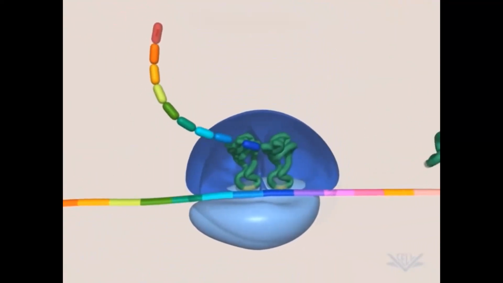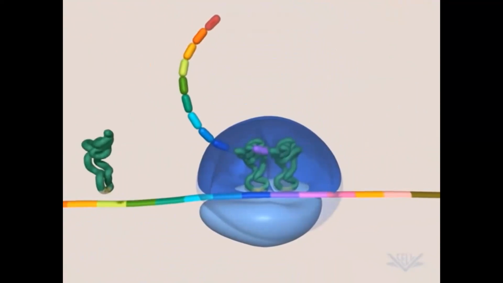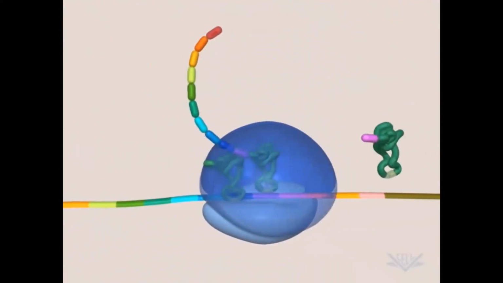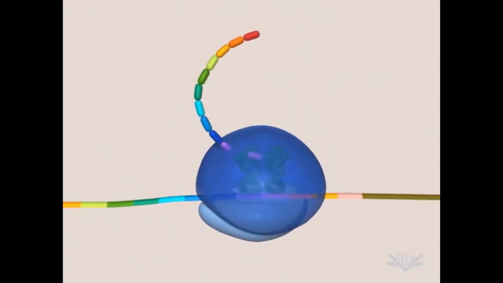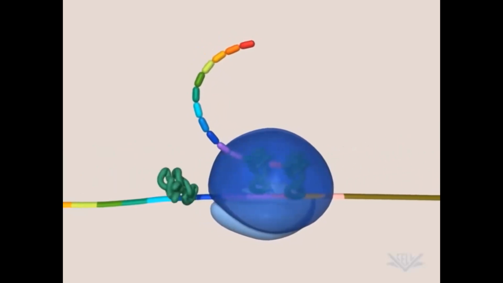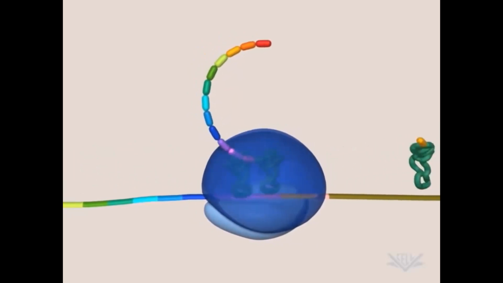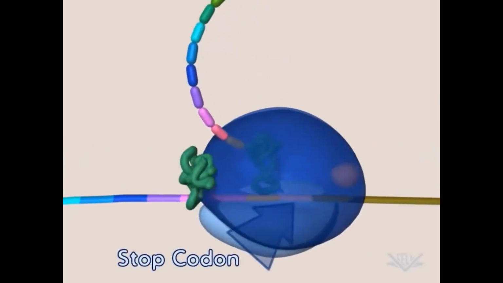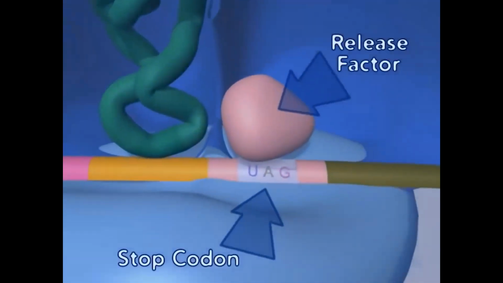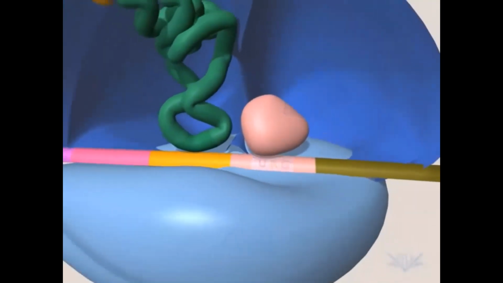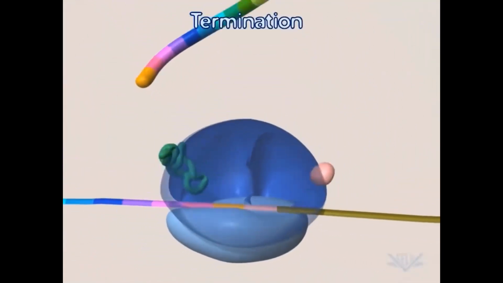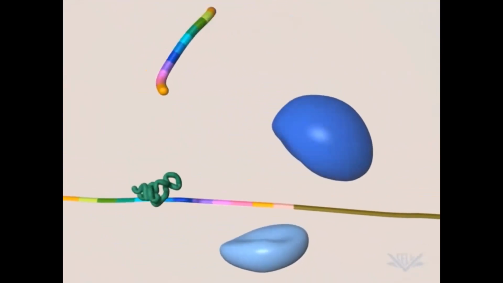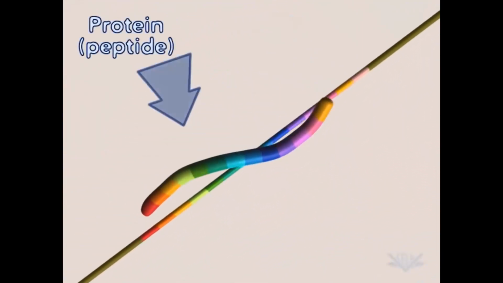As elongation continues, the growing peptide is continually transferred to the A site tRNA, the ribosome moves along the mRNA, and new tRNAs enter. When a stop codon is encountered in the A site, a release factor enters the A site and translation is terminated. When termination is reached, the ribosome dissociates and the newly formed protein is released.